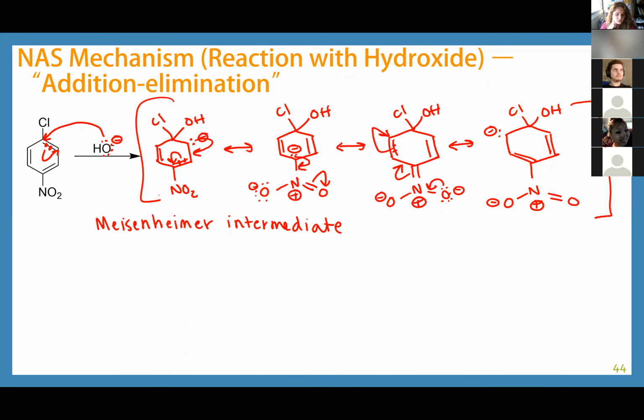The next step of this reaction is the elimination part. So we did the addition, the hydroxide added to the benzene ring at the halogen carbon. The next part is the elimination. So these electrons here are going to form a double bond and kick out chlorine. So that is the elimination portion of this mechanism.